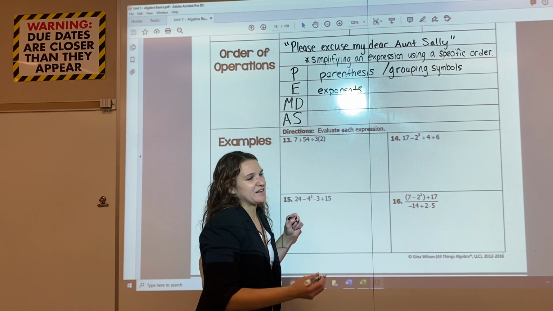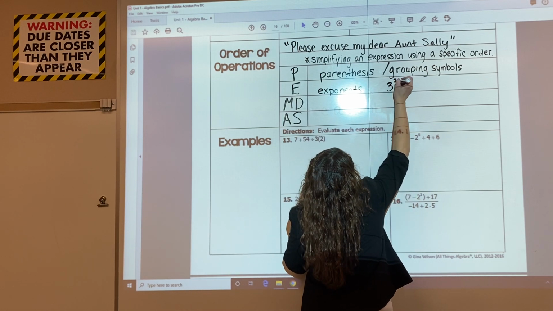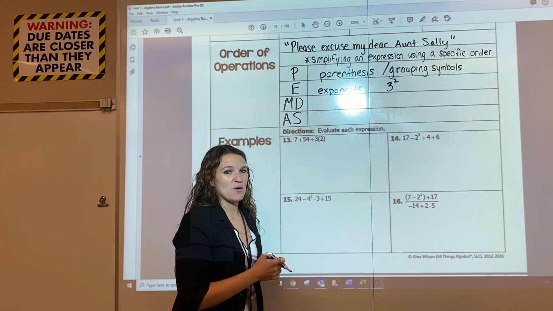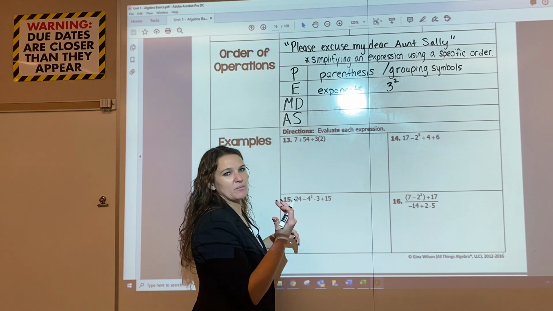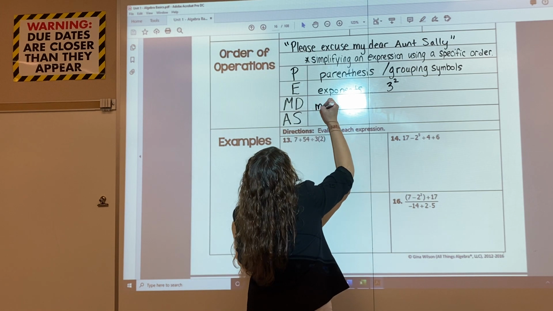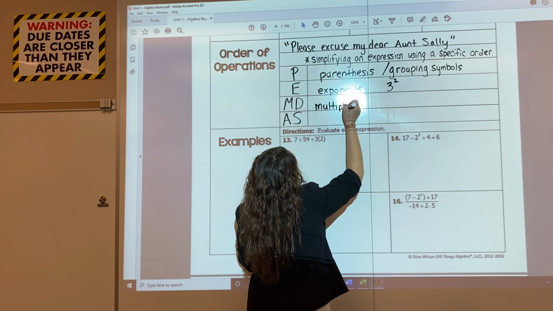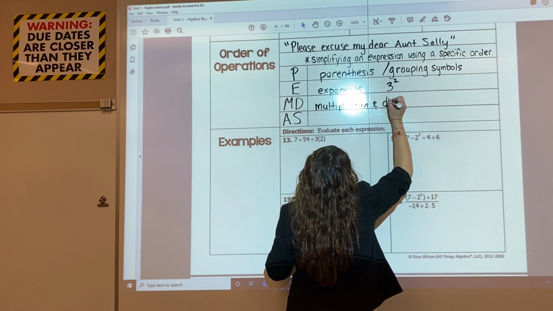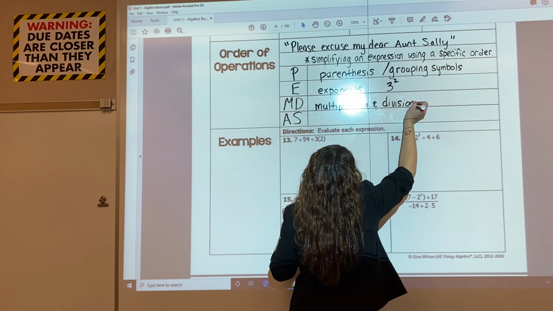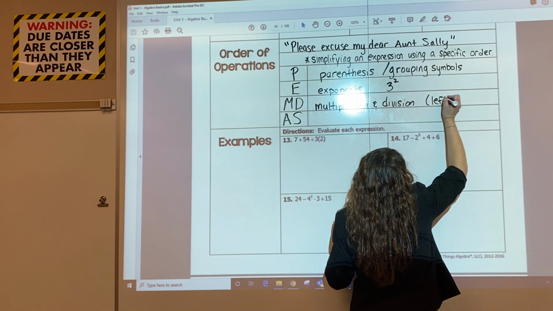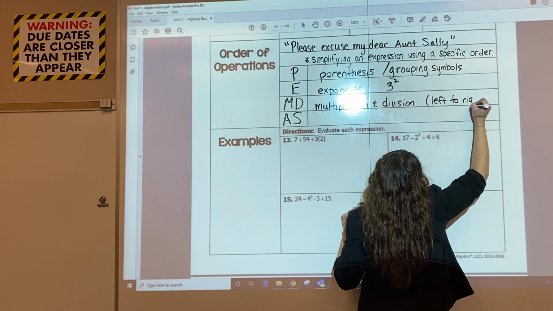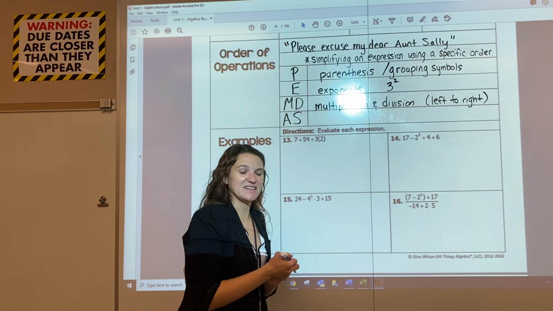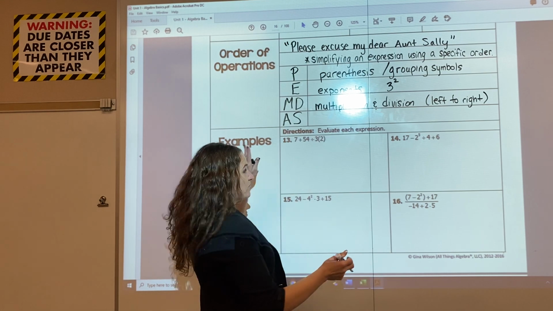Next is exponents. We know what those look like. For an example, we'll just say 3 squared. That would be an exponent. Multiplication and division is next, and we know that that comes from left to right. So we want to make sure that we specify that. The last part, the A and the S, is addition and subtraction, and that is also from left to right.